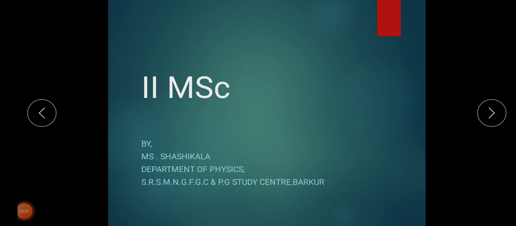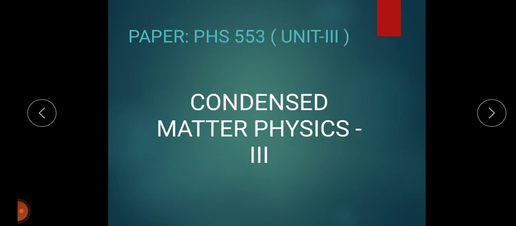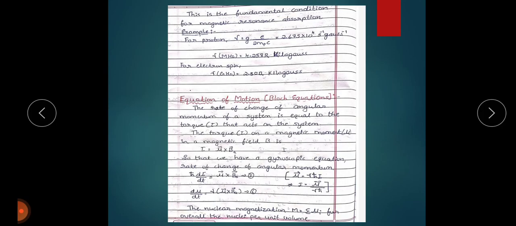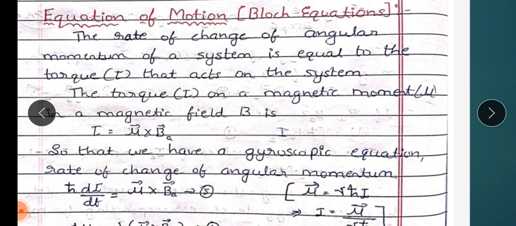Hello students, today we are going to discuss the topic equation of motion, also known as the Bloch equation. In physics, especially in nuclear magnetic resonance (NMR), magnetic resonance imaging (MRI), and electron spin resonance (ESR), the Bloch equations are a set of macroscopic equations.